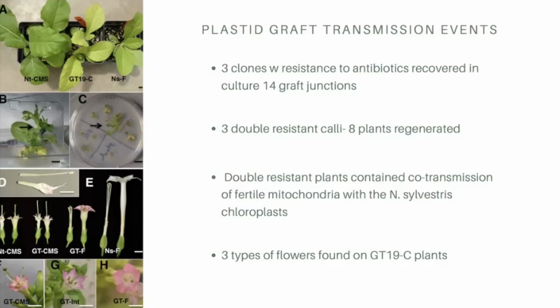The seeds of the sterile flowers were obtained by self-pollination. Seeds from fertile flowers were obtained by pollination with wild-type N. tabacum pollen. Finally, the fertile or CMS phenotype of GT19-C seed progeny was obtained through 3 seed generations.